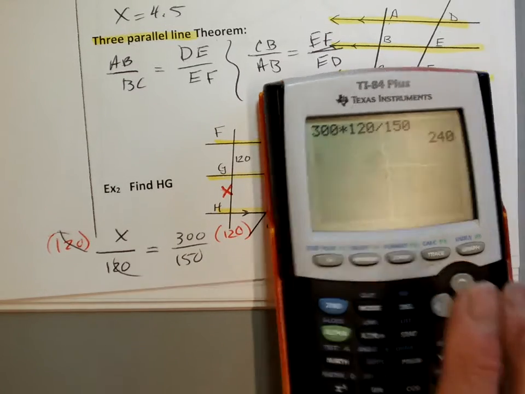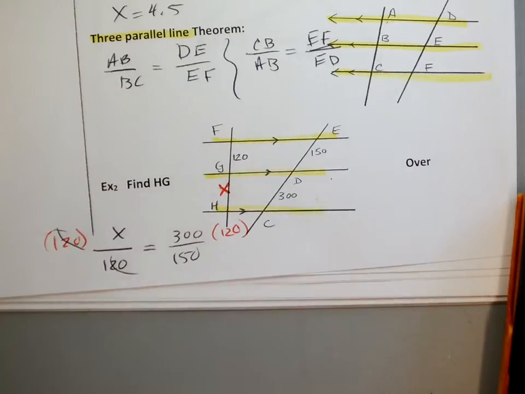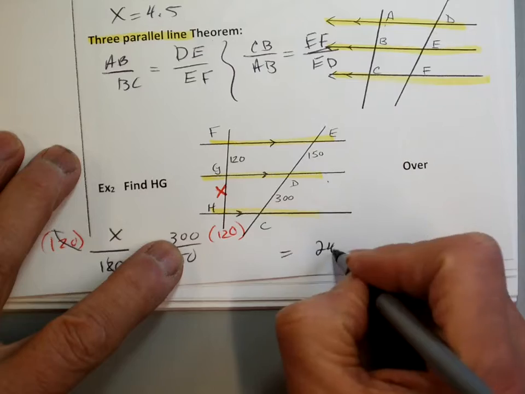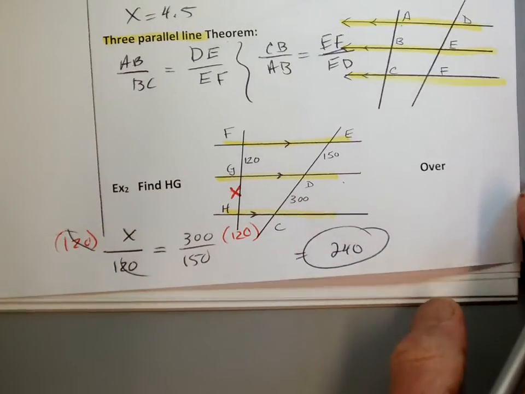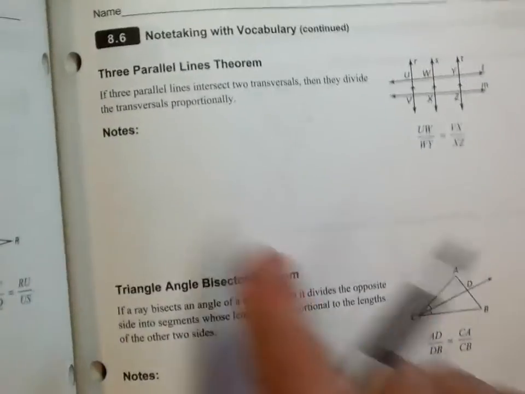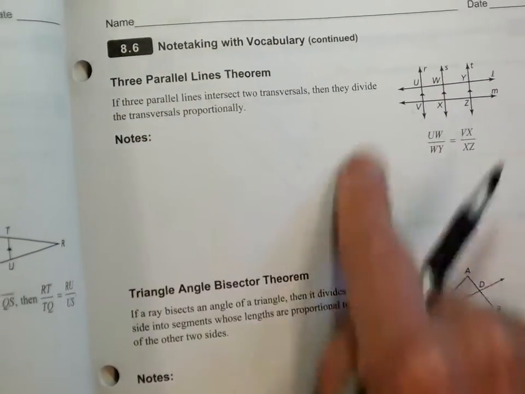I kind of thought so. It looked like it was twice as big. So I would say this side, HG, is 240. Okay. Hopefully this seems pretty easy. The book goes over it as well. You'll see the 3 parallel line theorem. They say the exact same thing.